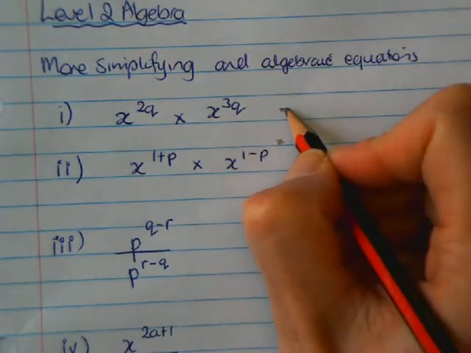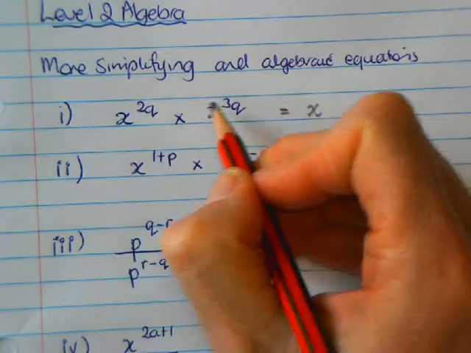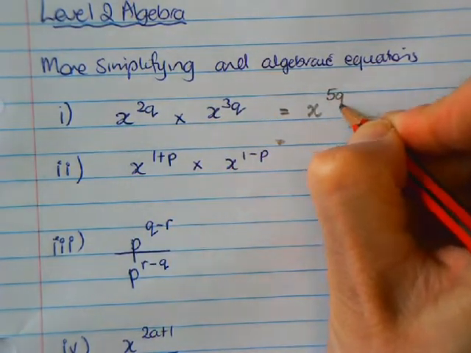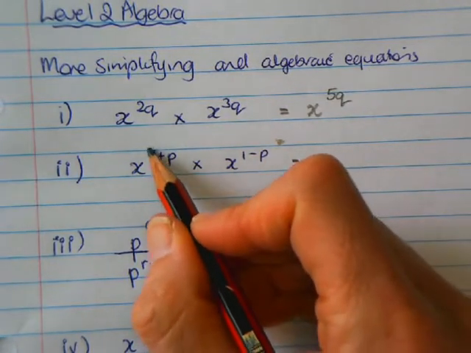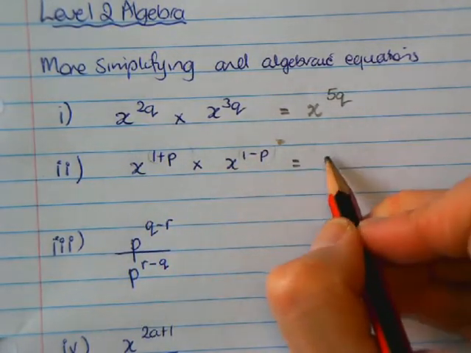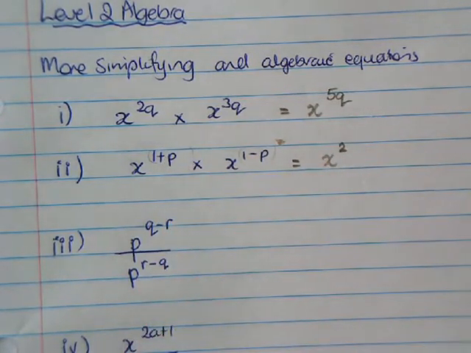So here we've got x^2q times x^3q. We end up with 2q plus 3q gives me 5q. Multiplying, I've got x^(1+p) times x^(1-p). So I'm going to end up with x to the power of 2, and the plus p and minus p kind of cancel one another out.